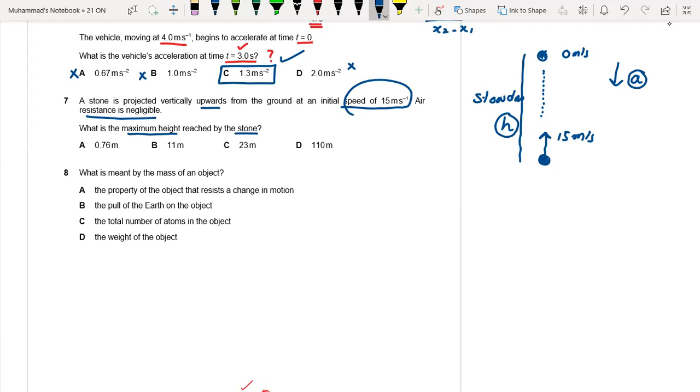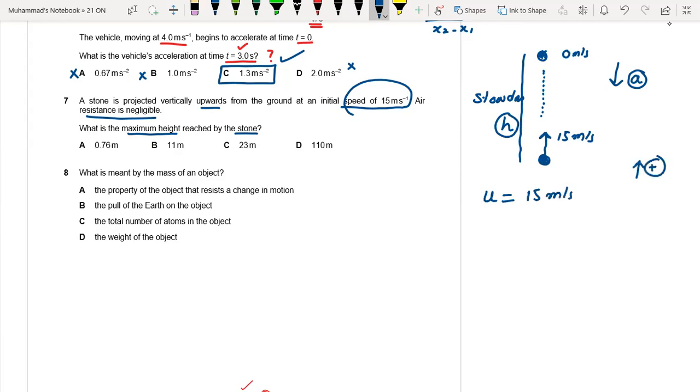You know that you have to use the equations of motion, as the acceleration is constant throughout this motion. So equations of motion are applicable, and what data is given to you? Initial velocity is given, that is 15 meter per second. Let's take upward direction as positive.